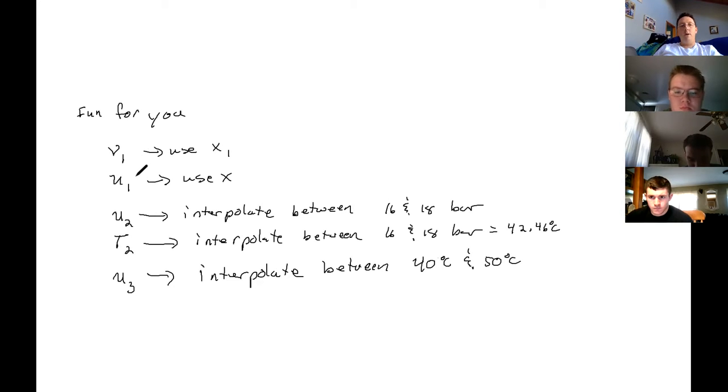So at that point, you'll have U1, U2, U3. And you're going to have to do the same thing to get the specific volume at state 3, because that was also on our grocery list. So you're going to have 4 interpolations and 2 qualities to get all these numbers.